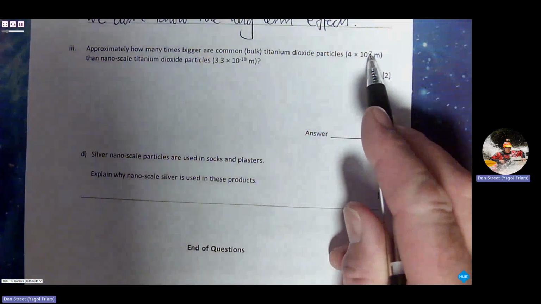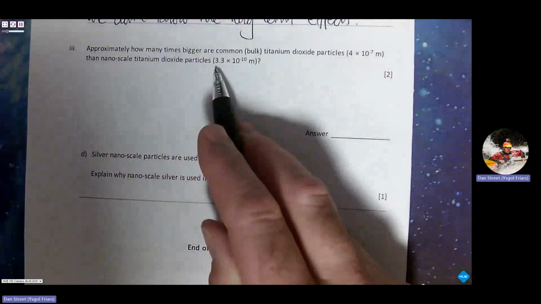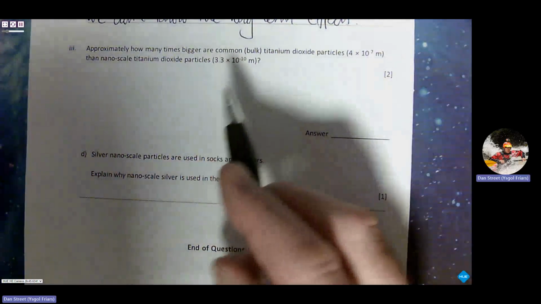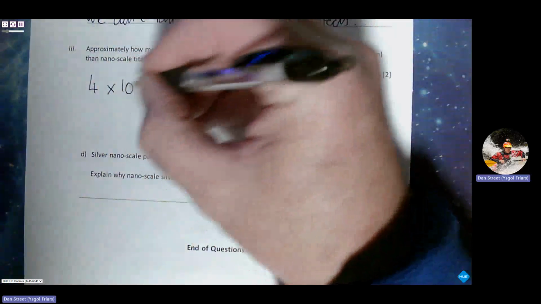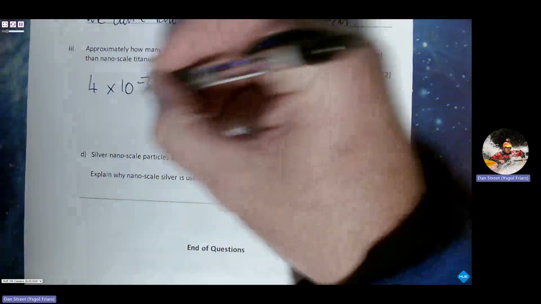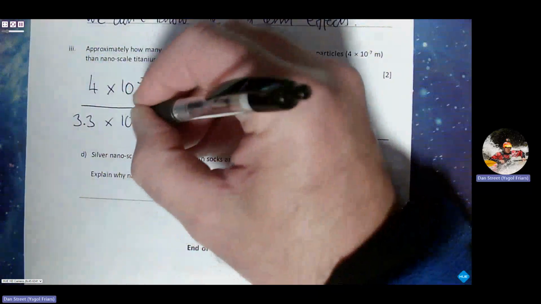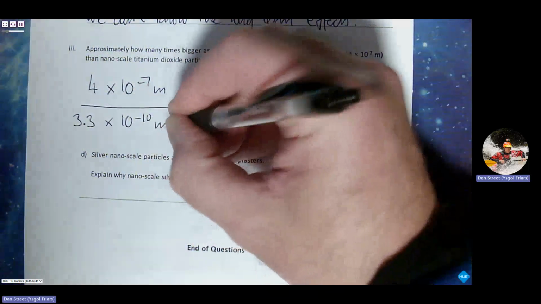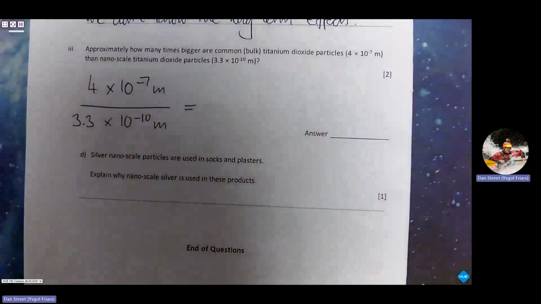Now this one says approximately how many times bigger are common titanium dioxide particles, which are 4 times 10 to the minus 7 meters across, than nanoscale titanium dioxide particles at 3.3 times 10 to the minus 10. To calculate this, we need to do a bit of a division. So 4 times 10 to the minus 7 meters divided by 3.3 times 10 to the minus 10. These particles are the bulk ones, the big ones, and these are the nanoparticles.